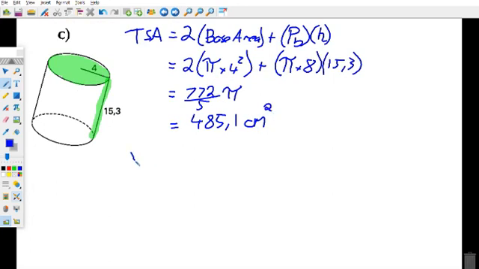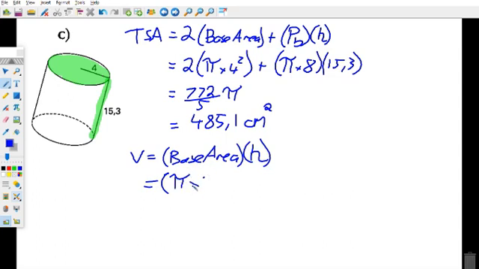Okay, finding the volume is going to be my base area multiplied by my height, which is going to be pi times 4 squared multiplied by my height of 15.3. Plug that into my calculator and I'm going to get 769.1 centimeters cubed, and it's cubed because it is a volume.